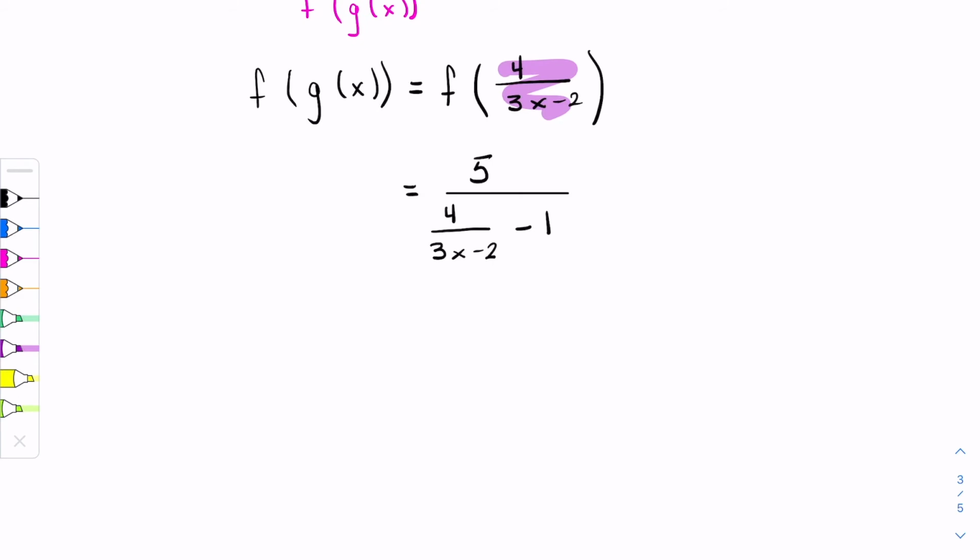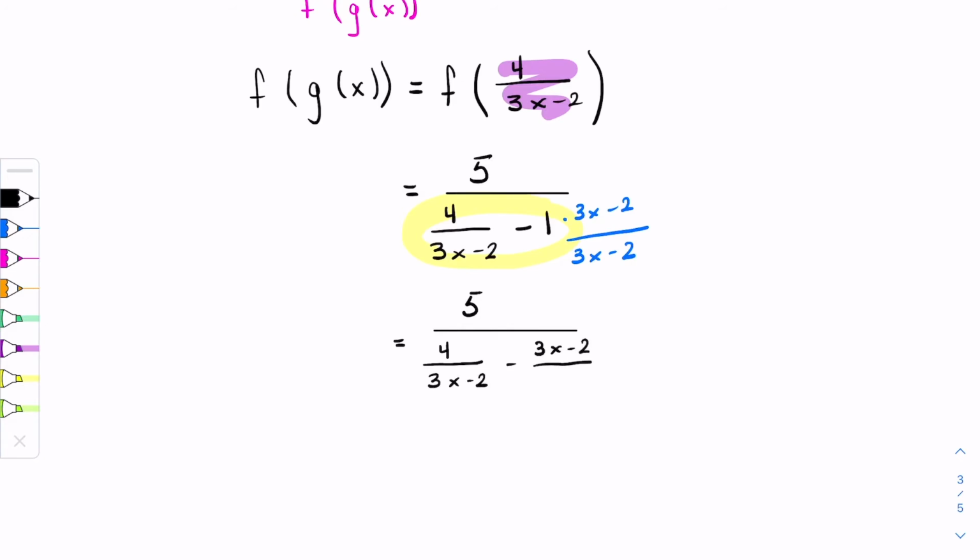Now we need to simplify this fraction, which means we need to simplify this denominator. In order to simplify the denominator, we're going to have to create a common denominator within that denominator. The common denominator is going to be 3x minus 2, and I know that because this is just a value of 1. So if we have a value of 1, we can multiply both the top and bottom by the same expression. And in this case, we're just going to multiply it by the common denominator expression. That's going to give us a new fraction of 5 over 4 divided by 3x minus 2 minus 3x minus 2 over 3x minus 2.